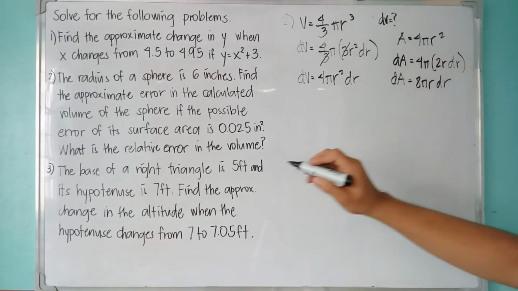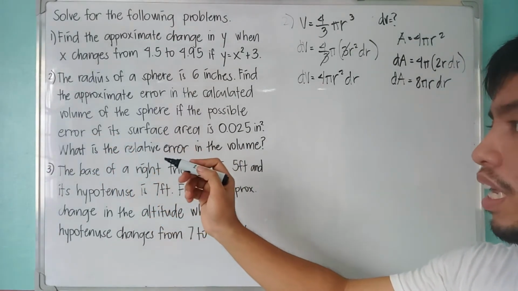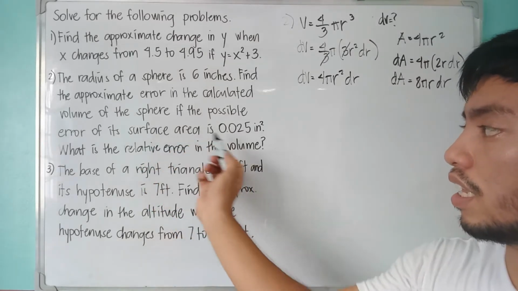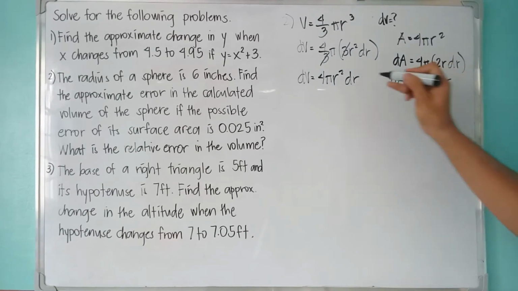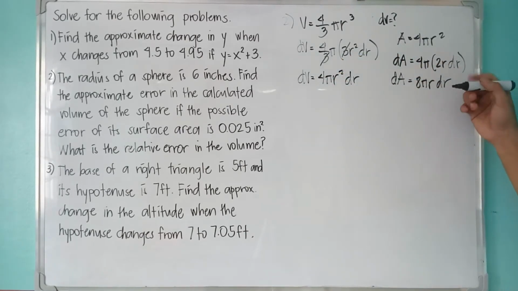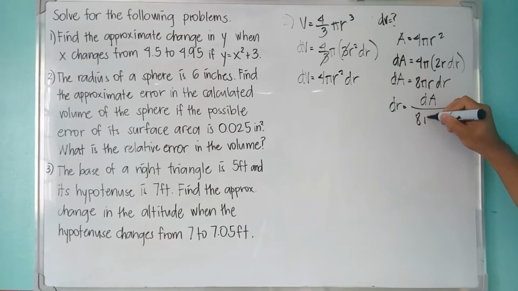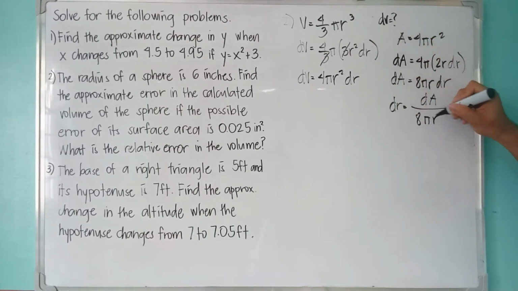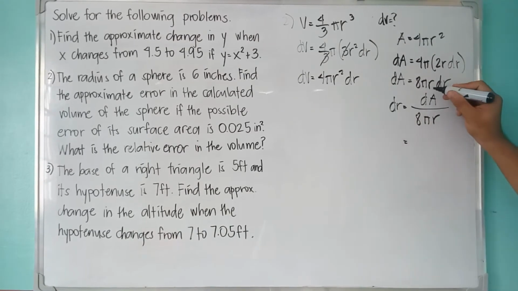So, meron tayong given na error of its surface area. Nasabi ko nga, kapag error ang pinag-uusapan, that is the differential of the given variable na sa case natin ay surface area. So, that is dA, di ba? So, ang kailangan natin is dr. So, ang derive natin dito, si dr is equal siya sa dA all over 8 pi r, di ba? Dinivide ko lang both sides by 8 pi r, kaya dA over 8 pi r para makuha natin si dr.